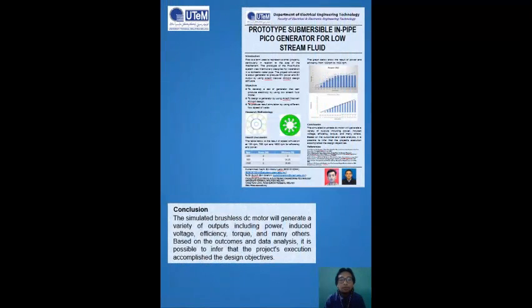As a conclusion, the simulated brushless DC motor will generate a variety of outputs including power, induced voltage, efficiency, torque, and many others. Based on the outcome and data analysis, it is possible to infer that the project execution accomplished the design objective. That's all from me.